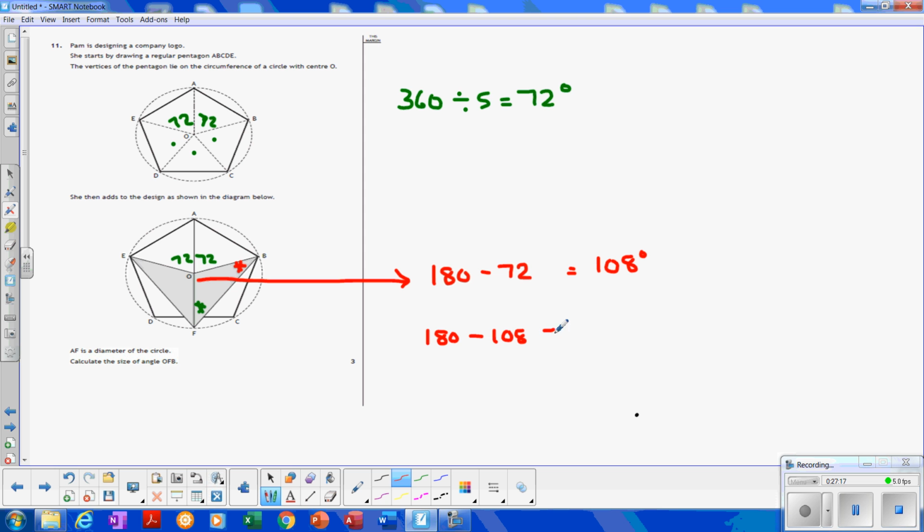So when I take away 108, it means that I am left with 72 degrees. Now that 72 degrees has got to be shared between that one and that one. So 72 degrees divided by 2, half of 72 is 36 degrees. So therefore angle OFB is equal to 36 degrees.